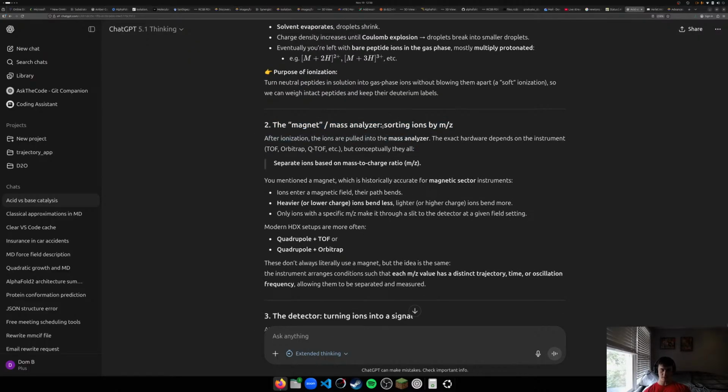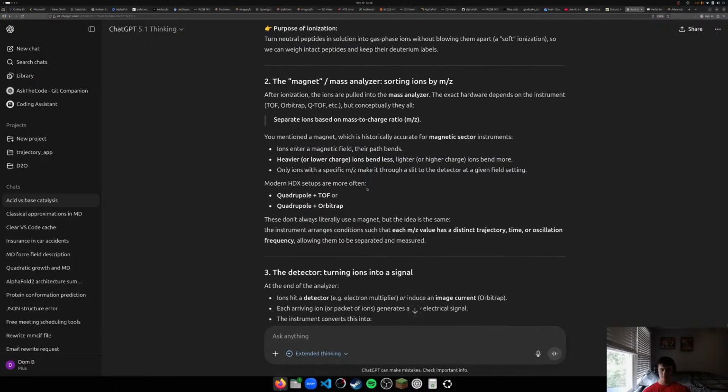The magnet mass analyzer sorts ions by mass to charge ratio. After ionization, the ions are pulled into the mass analyzer. The exact hardware depends on the instrument, but conceptually they separate ions based on mass to charge ratio. You mentioned a magnet, which is historically accurate for magnetic sector instruments. Quadrupole.